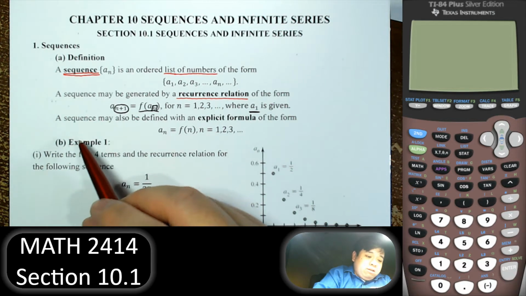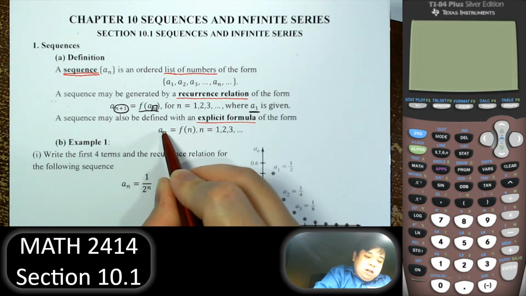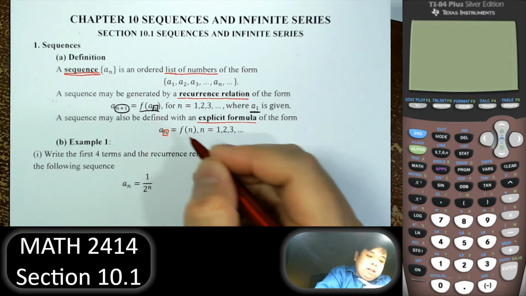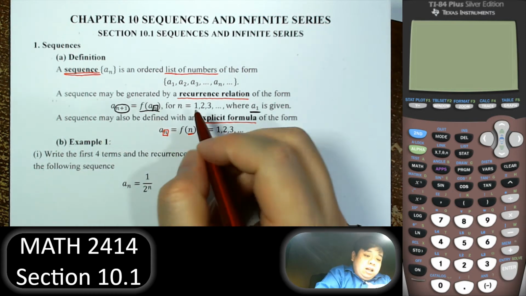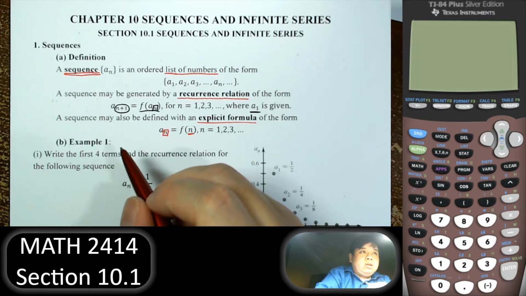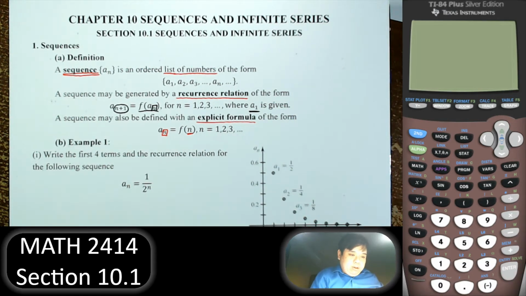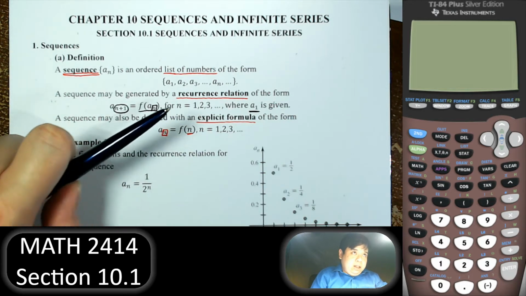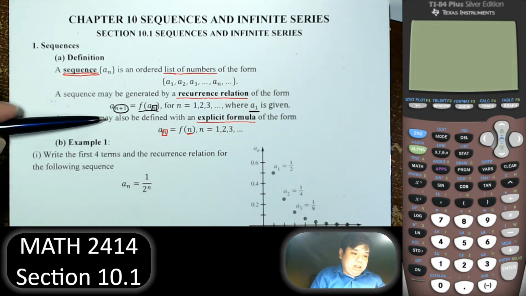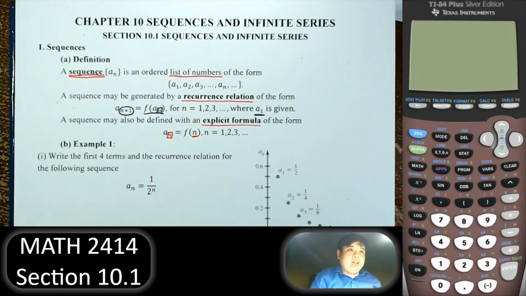If we have a sequence in the explicit form, that means here we have the function for a sub n. It only depends on n, does not depend on the previous term or previous terms. So a recurrence relation or recursive formula depends on the previous term, and this one only depends on n.